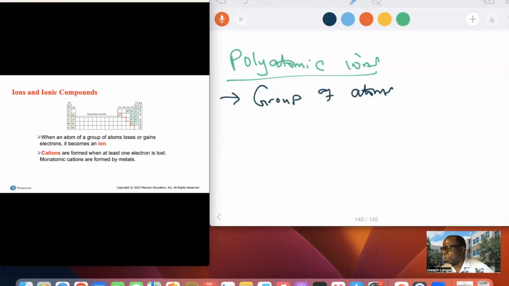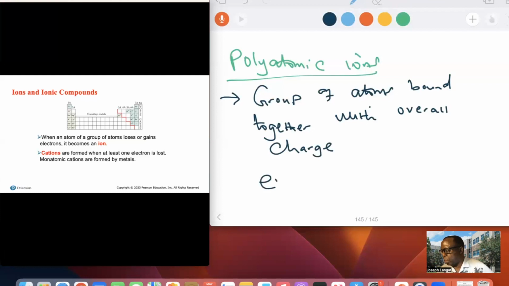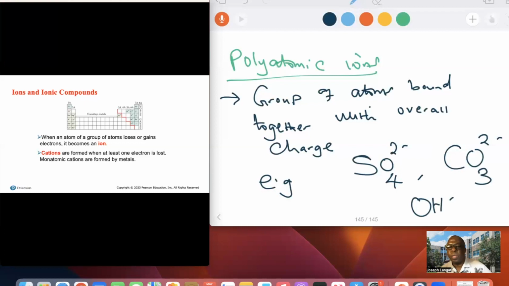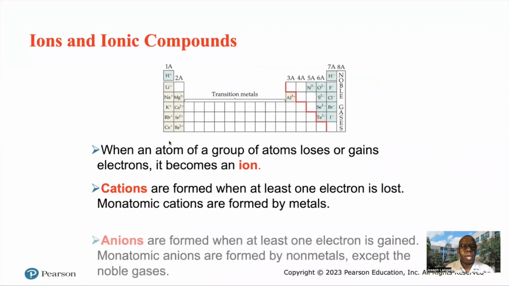Together, they work as one. The most important thing is they have an overall charge. E.g., you need to learn right away, I know you can recall previously, just to give you an example, there is an overall charge of negative 2. So when you say mono, there is what we call polyatomic ion. We're going to look at that later.